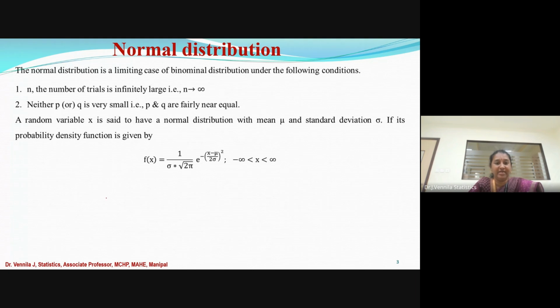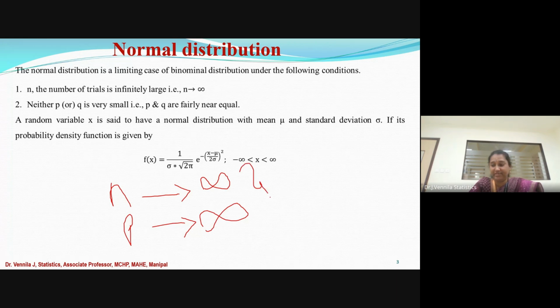After that, they are applying the limit case, N tends to infinity and P tends to infinity, or very large or small values. When they apply these, it is automatically converted into the normal distribution. Okay, so the small and easiest definition is: the limiting case of binomial distribution is called a normal distribution. So that is the normal distribution definition.